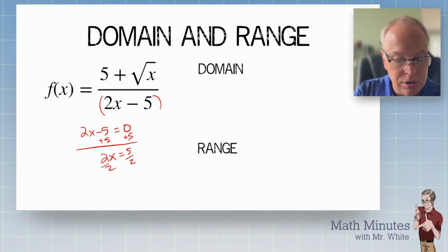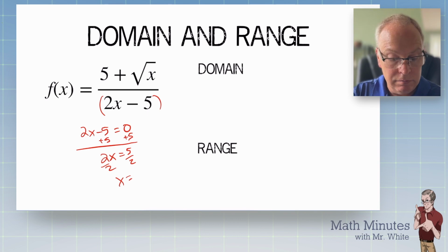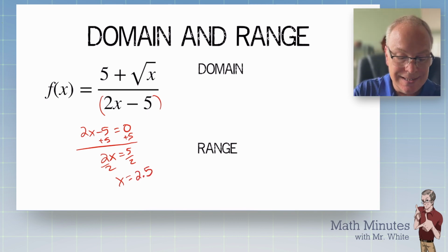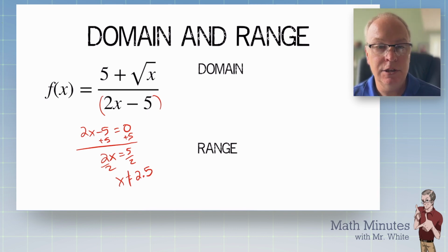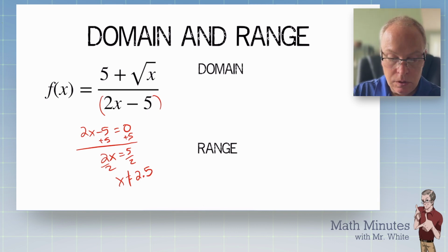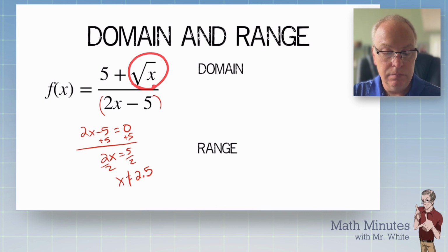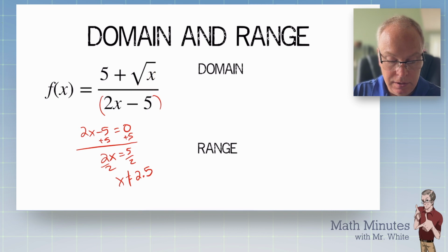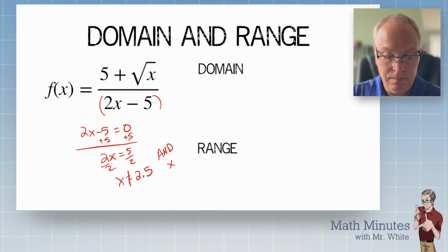So I'm going to divide by 2. X equals 2.5. I'll go ahead and write it as a decimal. 2.5. So x is not allowed to be 2.5 as far as inputs go. But there's something else, folks. You see something else? This square root of x. We are only allowed to plug positives in there. So, and at the same time, we're only allowed to pick positives. So I'm going to write that like that.